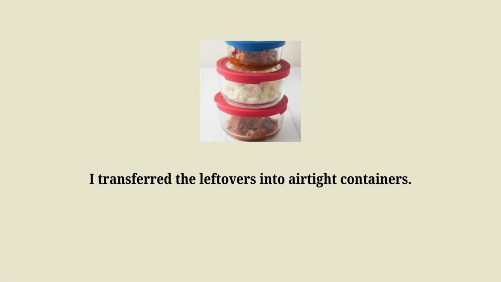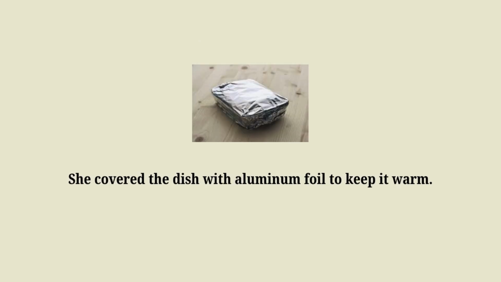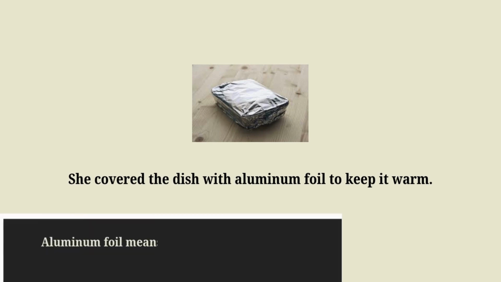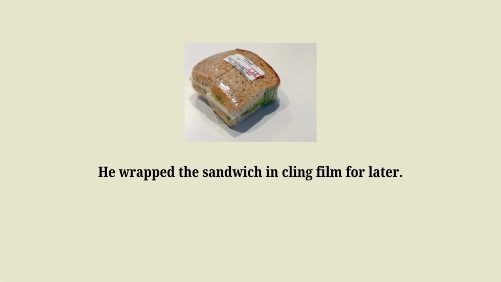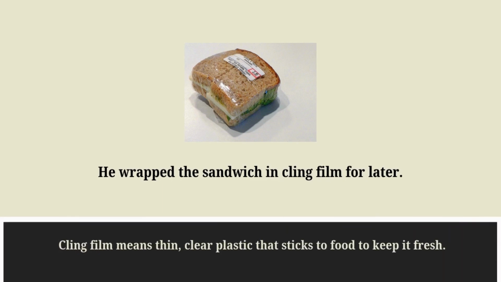I transferred the leftovers into airtight containers. She covered the dish with aluminum foil to keep it warm. Aluminum foil means a thin, shiny metal sheet used to cover food to keep it warm. He wrapped the sandwich in cling film for later. Cling film means thin, clear plastic that sticks to food to keep it fresh.